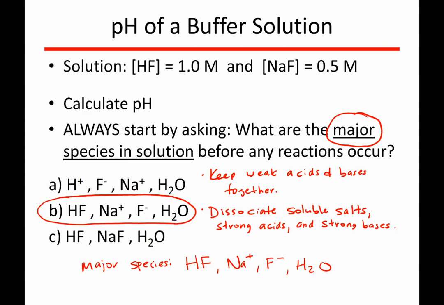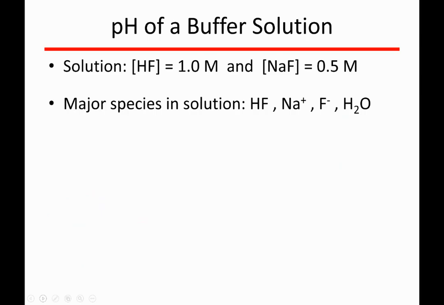Now, having written the list of major species, let's now talk about how we would find the pH of this solution. So now that we know what the major species are, we've identified that this solution is a buffered solution because you have in this solution a weak acid, that's HF, and you also have its conjugate base, F minus. You can make a little note of that here. This is a buffer.